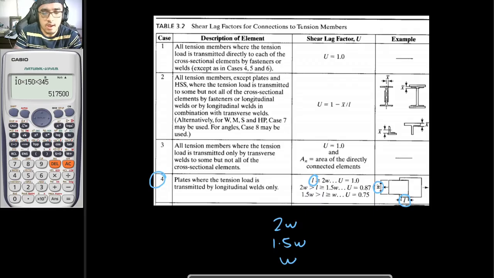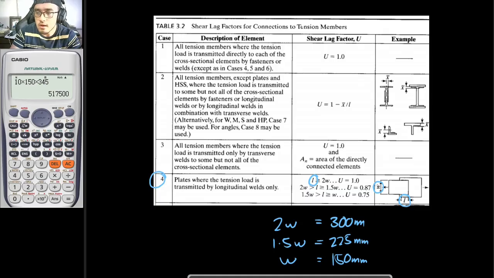So going back here, this is to be 300 mm. This is to be 150 mm. And as for this, I think this is to be 225 mm, if I am not mistaken, let's just check. So 150 times 1.5. So yes, that is to be 225 mm.